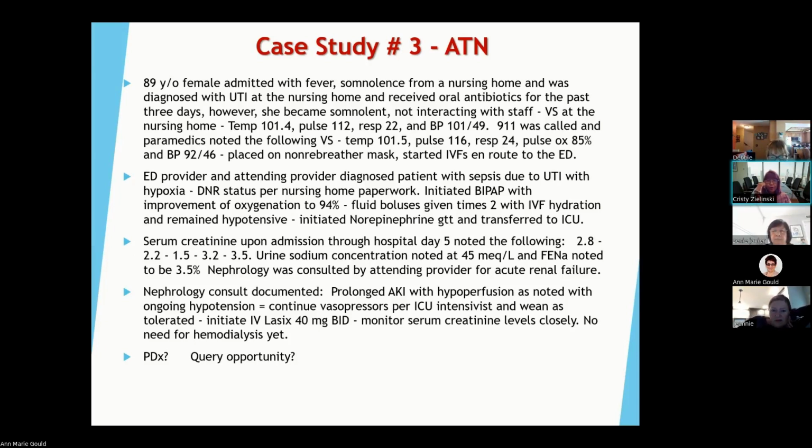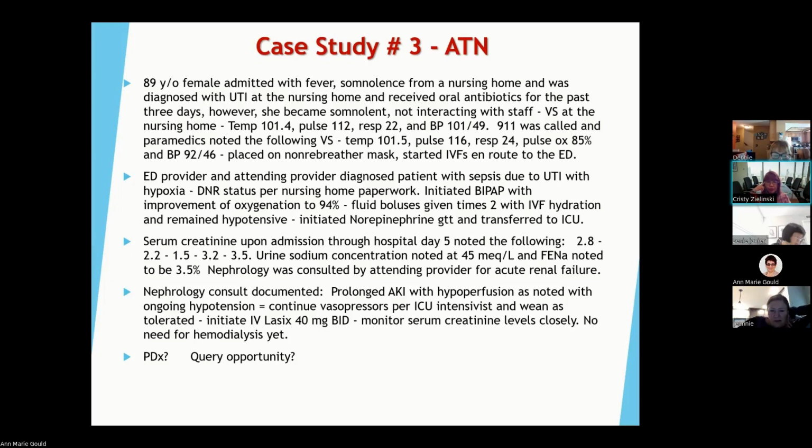DNR status per nursing home paperwork. BiPAP was initiated with improvement of oxygenation to 94%. Fluid boluses were given ×2 with IV fluid hydration, and the patient remained hypotensive. A norepi drip was initiated and the patient was transferred to ICU. Serum creatinine from admission through hospital day 5 was 2.8, 2.2, 1.5, 3.2, and then 3.5.